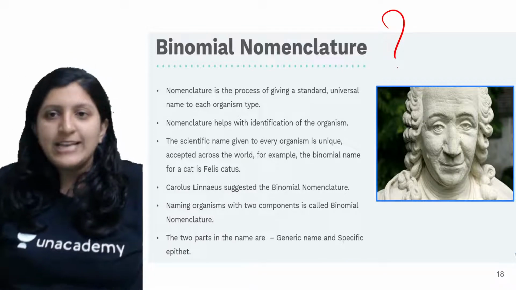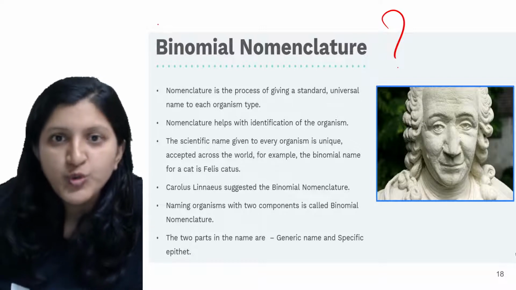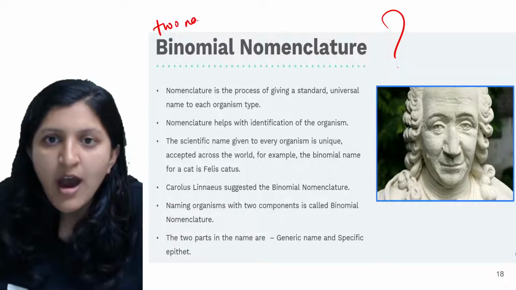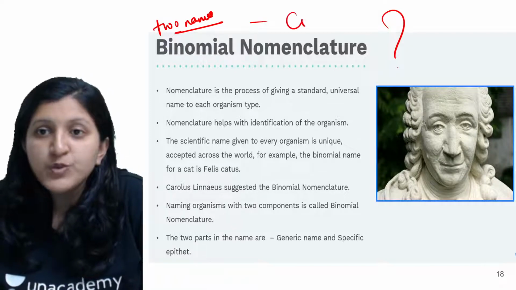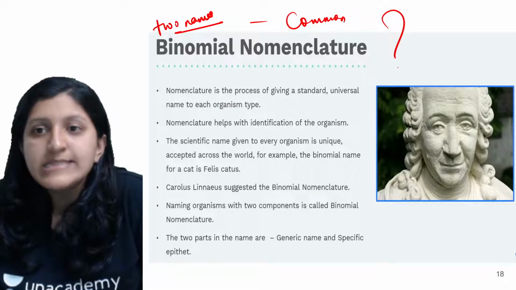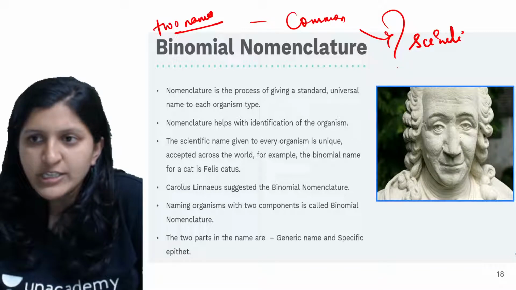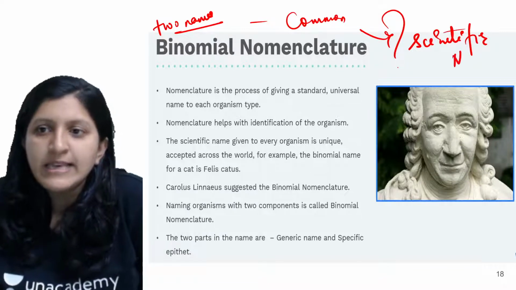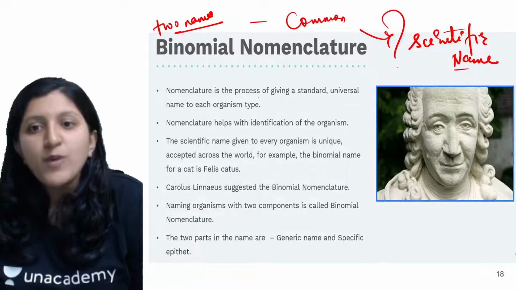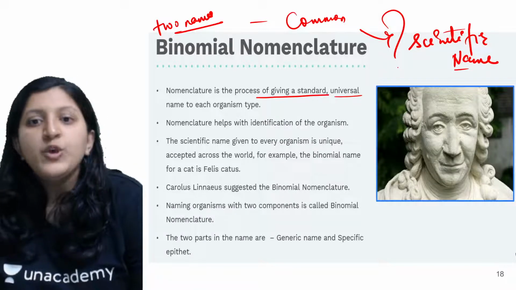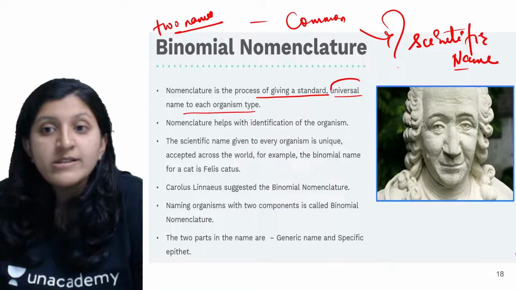Okay, so I'll tell you. Nomenclature is basically naming. Bi is two. So two names are used for naming an organism, a common name and a scientific name. The common name is in different languages, and the scientific name is one name. Nomenclature is basically the process of giving a standard universal name to each organism type. So this is a universal name.